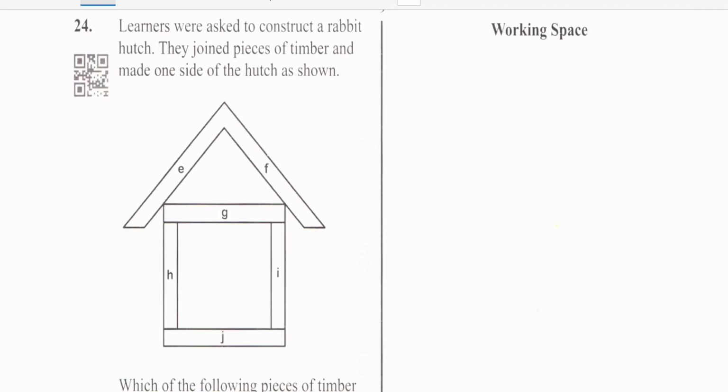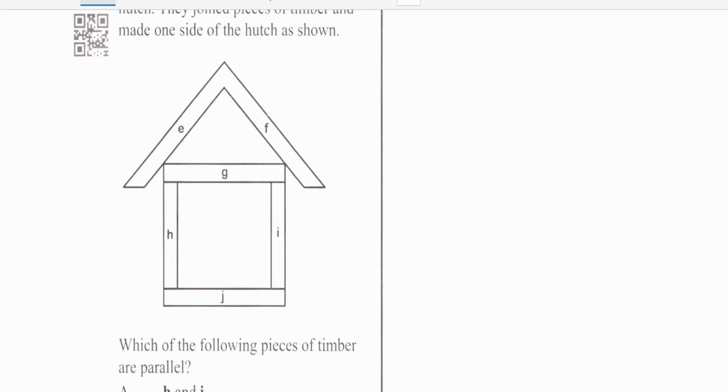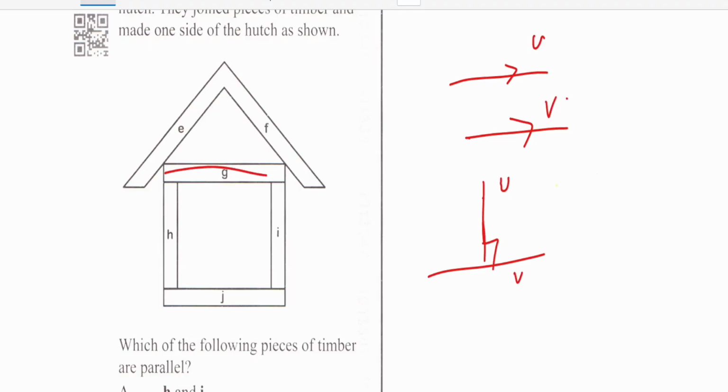24. Learners were asked to construct a rabbit hutch. They joined pieces of timber and made one side of the hutch as shown. So which of the following pieces of timber are parallel? Parallel lines are usually like this. Perpendicular lines are usually like this. So this line is perpendicular to this line. This line is parallel to this one. Now if you look at this one, it should be parallel to this, and this one should be parallel to this. I don't see any other line apart from those 2 lines.